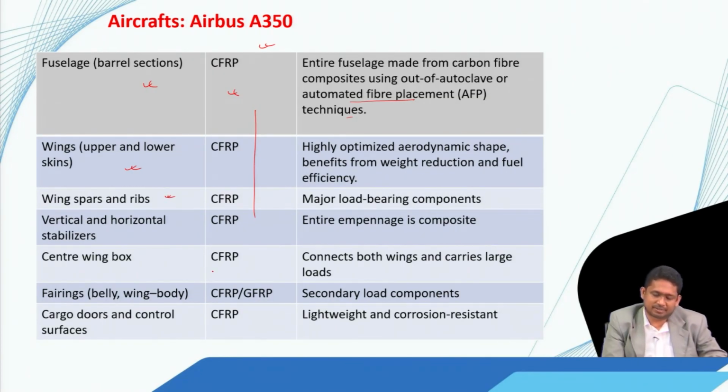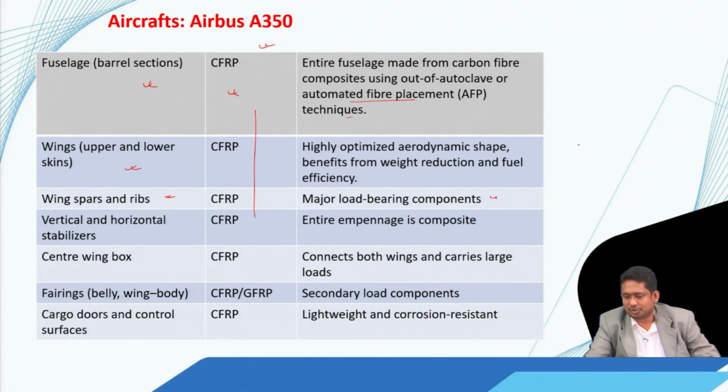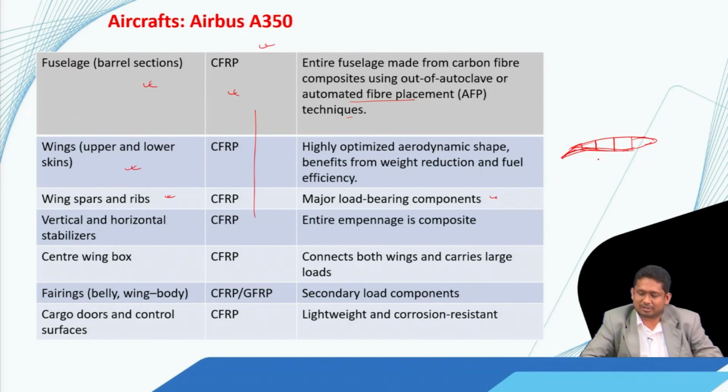Wing spars and ribs are made of composite. Those are major load bearing components. So, if I look at a cross section of a wing, it looks somewhat like that, and this is the cross sectional view, and across that there are different spars. These are the spars that run longitudinally, and they are basically beams. They take a large amount of flexural load.